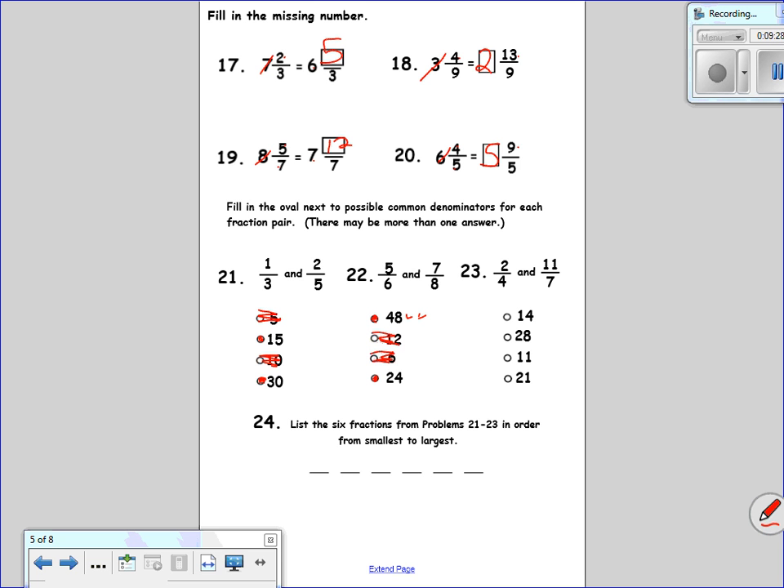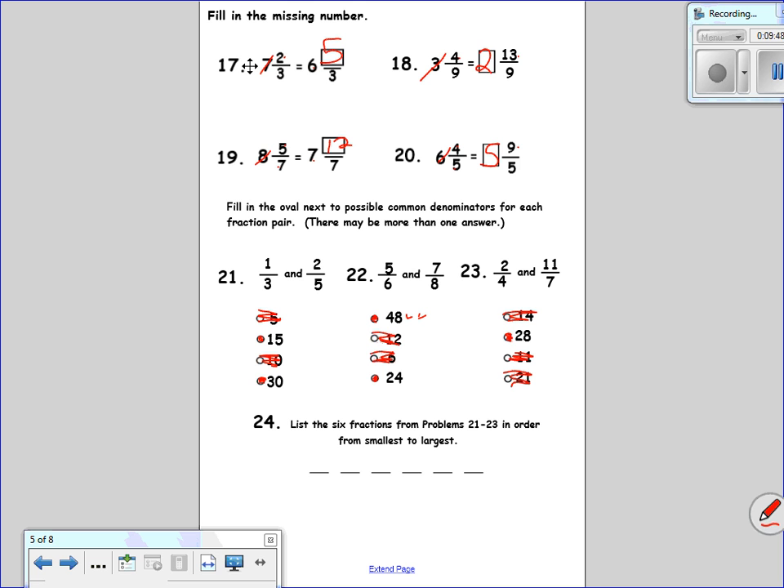Next problem. Can 4 go into 14? No. Can 4 go into 28? Yes. Can 7 go into 28? Yes. Can 4 go into 11? No. Can 4 go into 21? No. You see how I did that, kids? Just take one at a time. If it works, yes, then look at the other one. Does it work? Yes or no? Okay, if it doesn't work, cross it off.